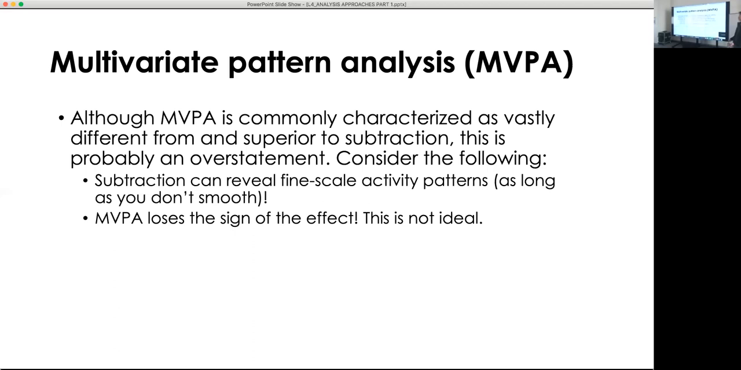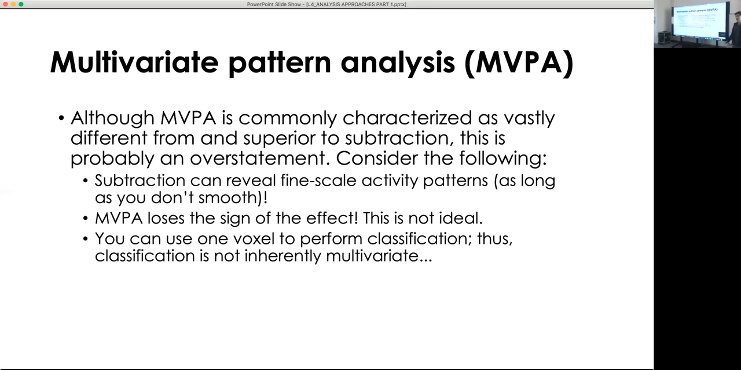Also, you could argue this, which I kind of alluded to, the sign of the effect is completely gone, right? If faces drive more than houses, your percent correct might be 80. Or if houses drove more than faces, the percent correct will be 80. And if all you think about is 80%, you have no idea what the actual effect was, which is kind of funny.